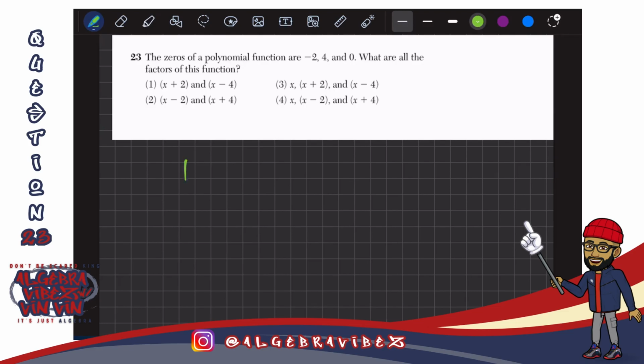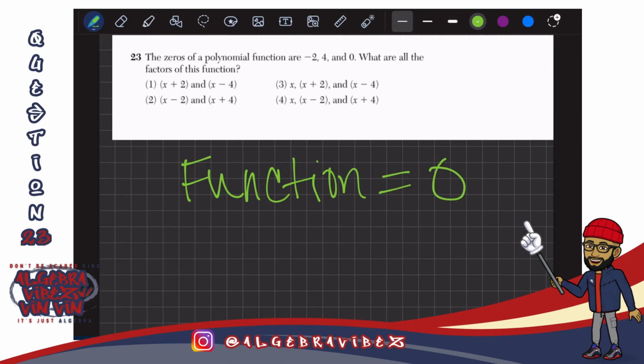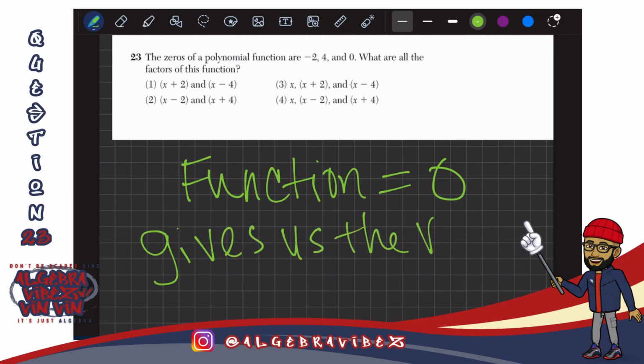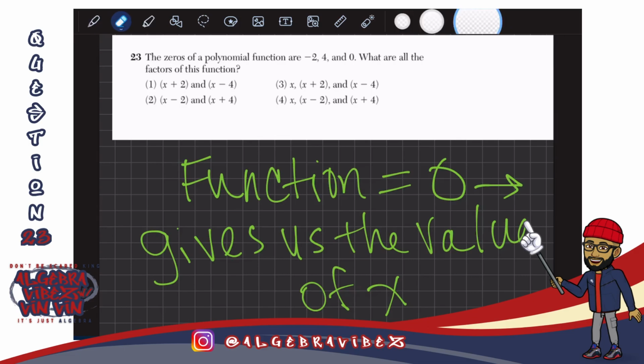So when the function equals 0, that gives us the values of x, or the value of x. All right? So when the function is equal to 0, it gives us the value of x. So write that down if you need to write that down.